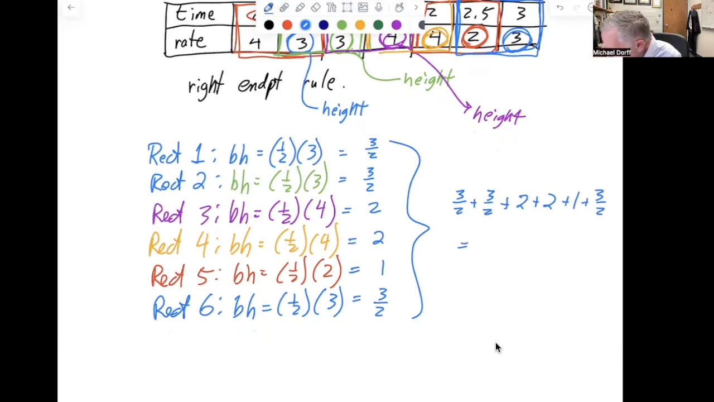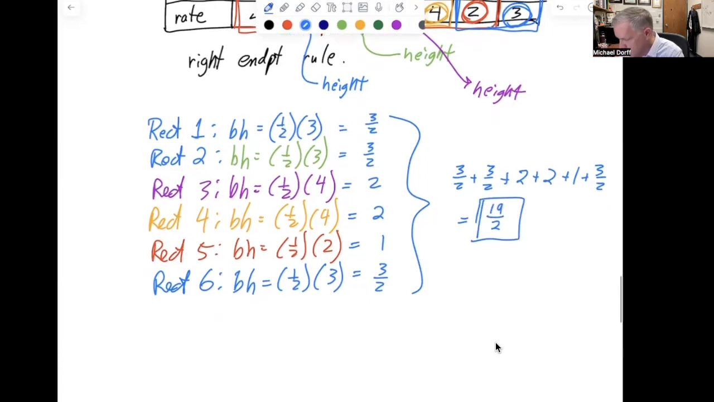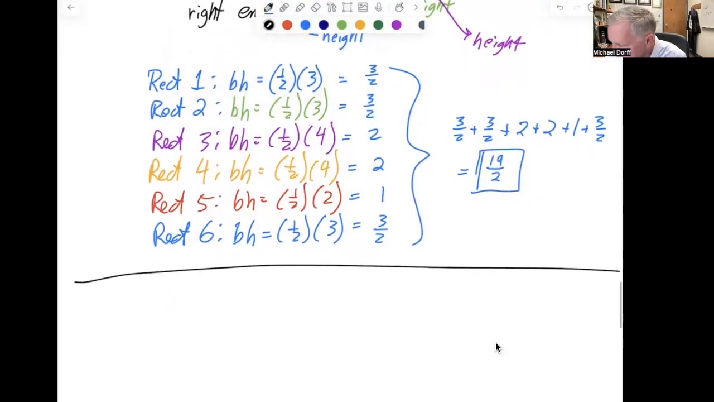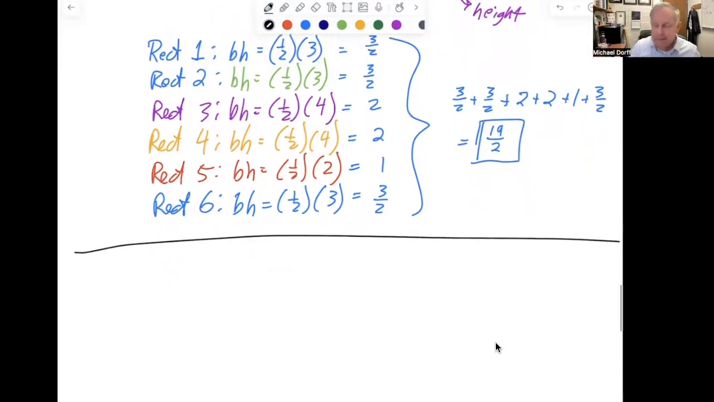Okay, and when I do that, I will end up with 19 halves. Okay, that's another example of how to do these integral problems as an approximation.